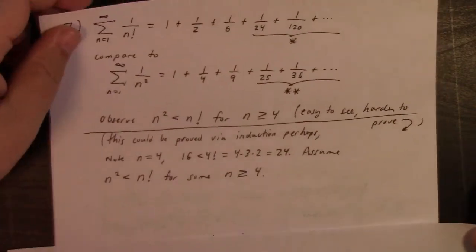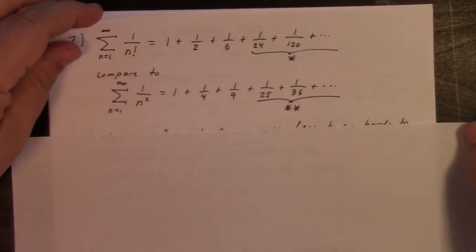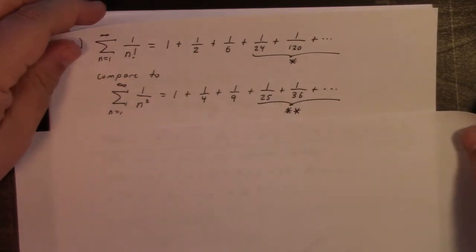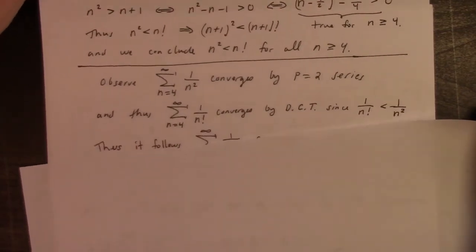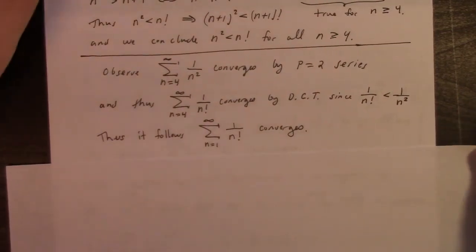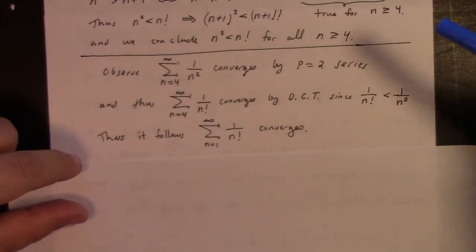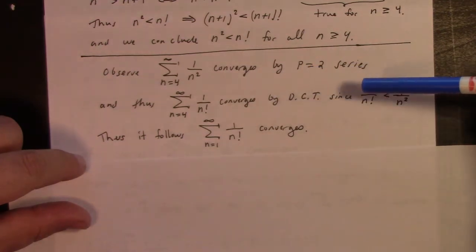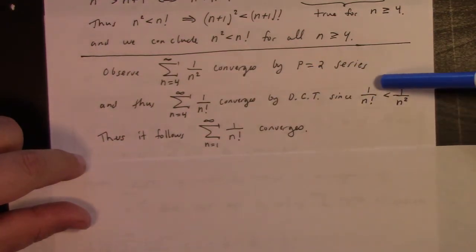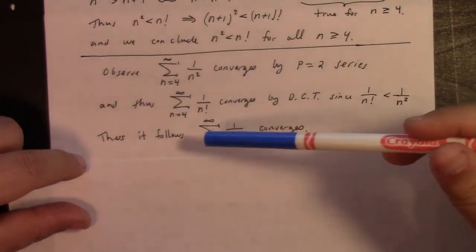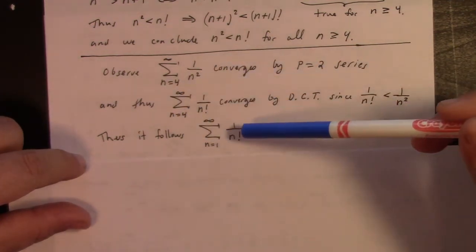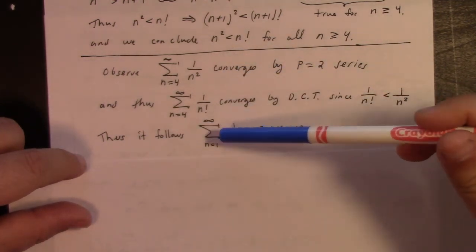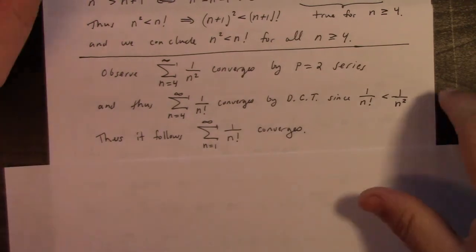So all of this argument was just to prove that the direct comparison to the p equals 2 series is reasonable for 1 over n factorial. Getting back to it, we can observe that 1 over n squared is a convergent p equals 2 series, and thus the sum from n equals 4 to infinity of 1 over n factorial converges by direct comparison, since 1 over n factorial is less than 1 over n squared. Thus it follows that the sum from n equals 1 to infinity of 1 over n factorial converges. If you can show the tail converges, you add a few terms to get the rest of the series, and you still get convergence, right?